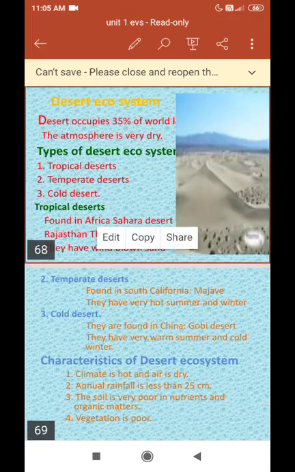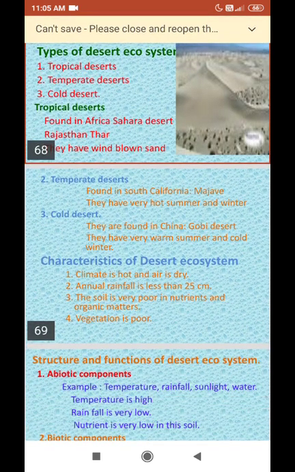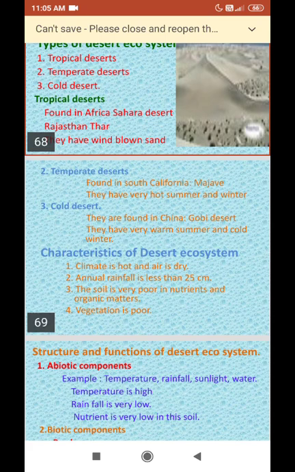In the tropical desert, it can be found in Africa. The name of the desert is the Sahara Desert, and then Rajasthan Thar Desert will be there. Here they have wind-blown sand. Now let us see the temperate desert. It can be found in South California. They have very hot summer and winter. For that we can say Mojave is the example for the temperate desert.